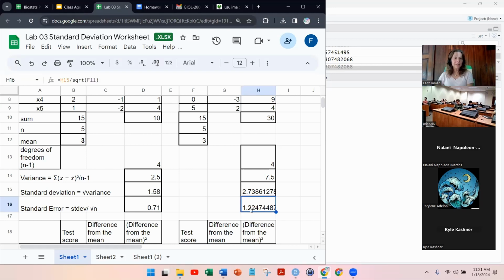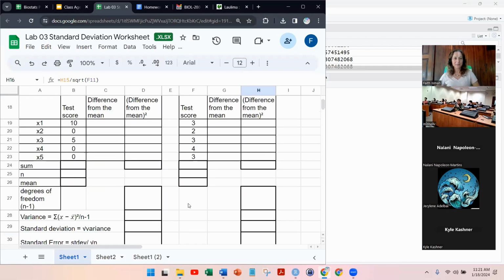Interesting. So in this case, what happens is our standard error is higher than the last sample, but we still get a lower standard error than we have variance. A lower standard error than variance or standard deviation. Each time you're sort of scaling it, right?